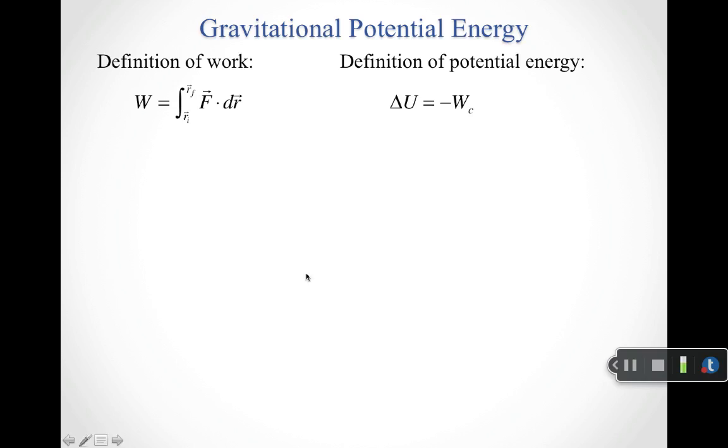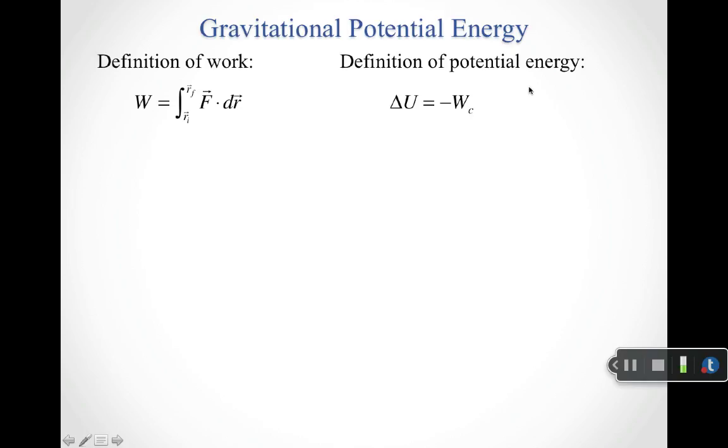Okay, so to set up our discussion for gravitational potential energy, let's go back and look at two definitions from 298. So the first one's the definition for work. And we said that work is basically the integral from some initial position to some final position of force dotted in with our tiny little displacement. So what we're doing is we're adding in how the force projects onto our displacement as we go from some initial position to some final position.